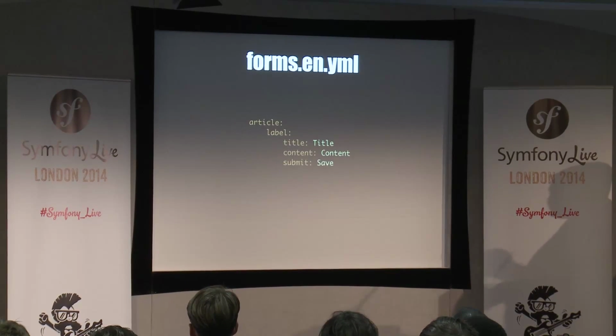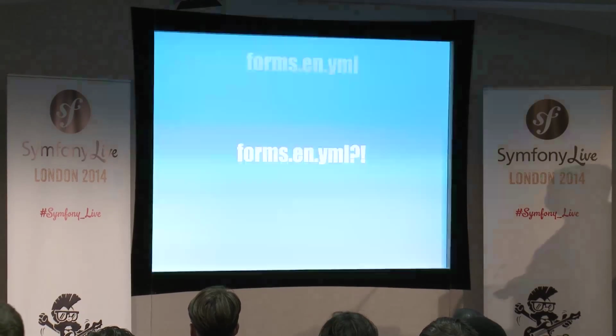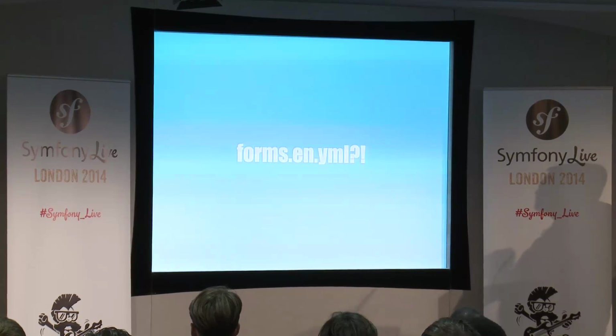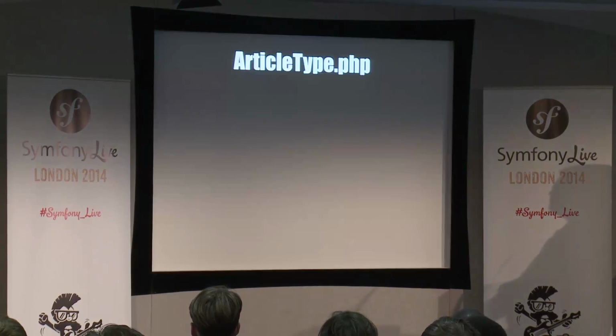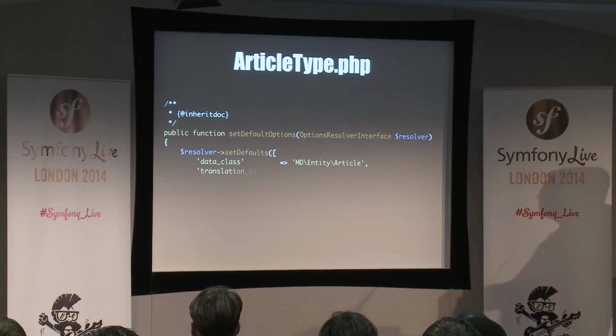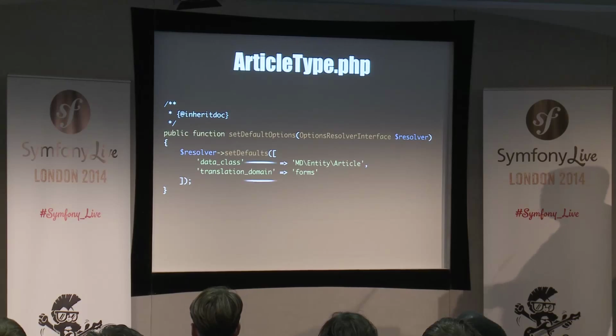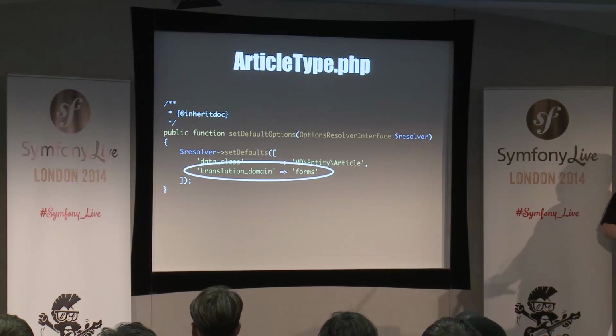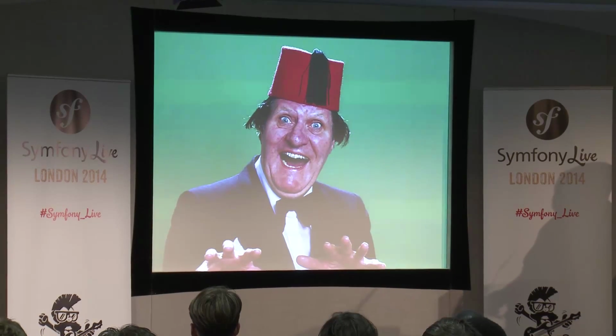And then in a forms.en.yaml, you can do the same thing. But forms.en.yaml isn't standard. The validators one just works out of the box. It just works. But the forms one doesn't. So the way you get around that is in your form type, just add this translation domain, which will then automatically work. It's just like that.